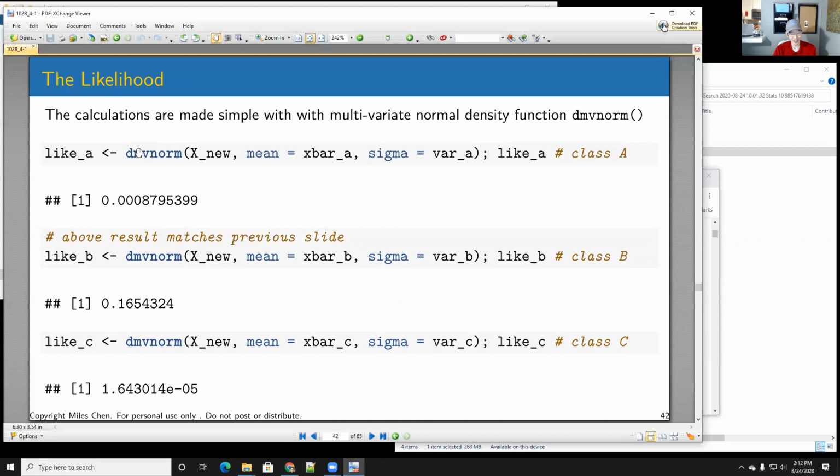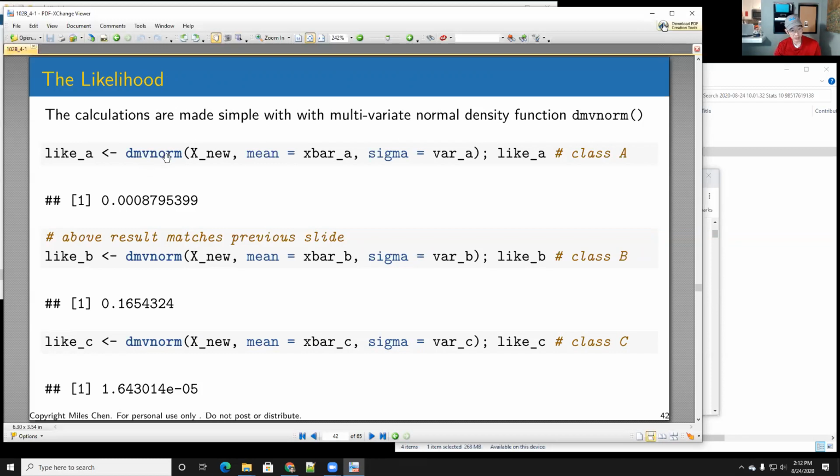And so of course, not because we're lazy, but because somebody else programmed this for us, we should just use the built-in function. Like you could calculate the normal density, but why would you when you can just use dnorm or dmvnorm?